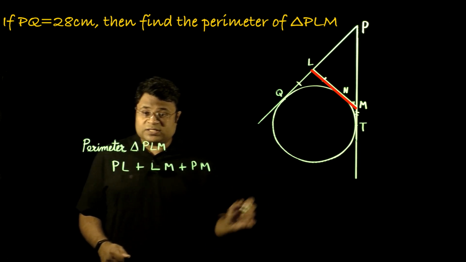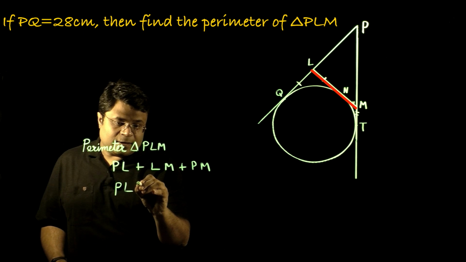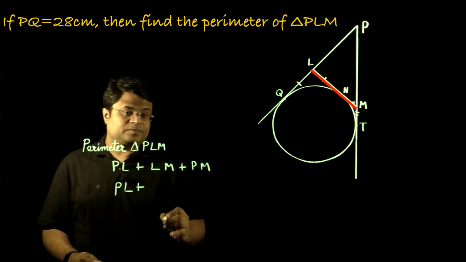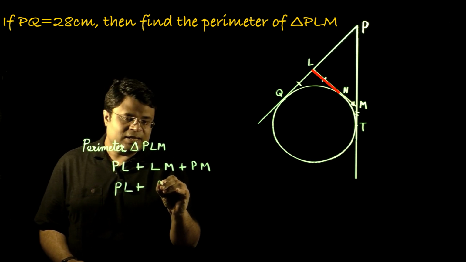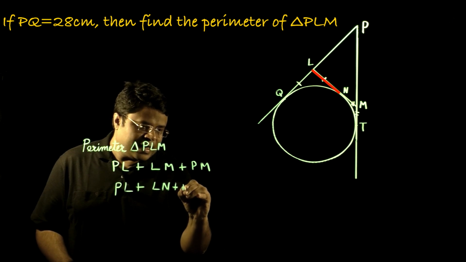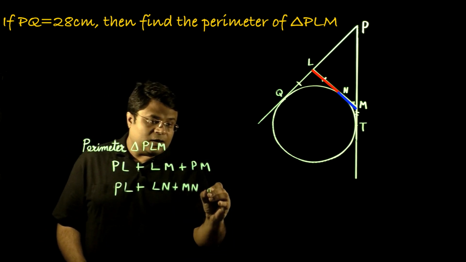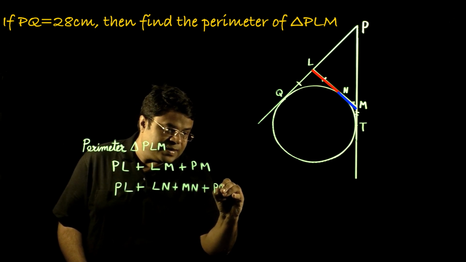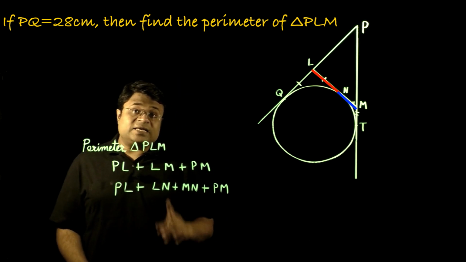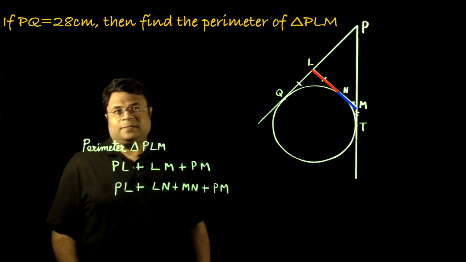Okay, now just see, PL plus, we divide LM into two parts. Okay, that is LN plus MN. Okay, now we have PM. What you need to do is keep a close track of this LN and MN.